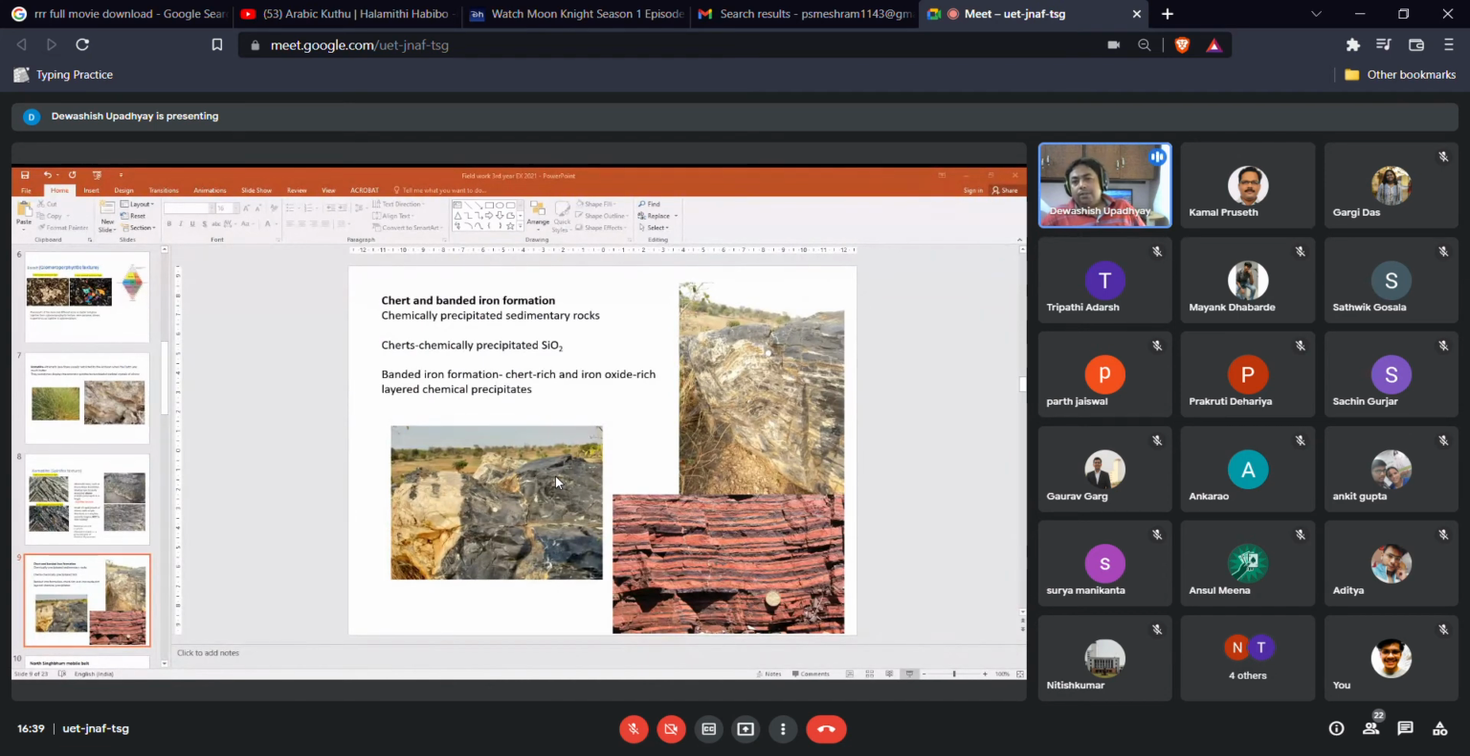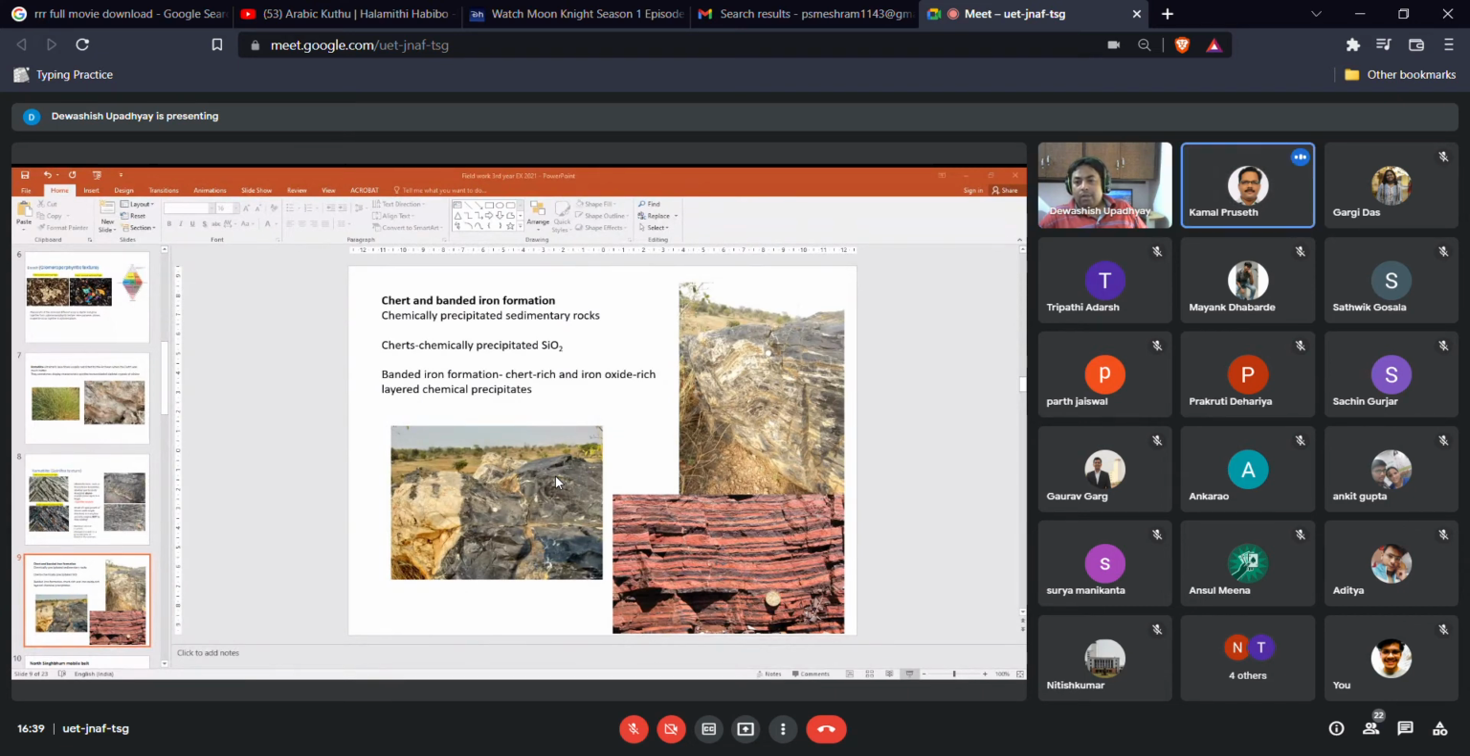These include cherts. Now, cherts are very fine cryptocrystalline SiO2, chemically precipitated from the ocean water. And quite often, these chert layers are interbanded or interlayered with layers rich in iron oxide. If you look at this image, the cherts are shown, some of the cherts, these two images, the top one and the left one. These are images of Archean cherts. They look like almost volcanic glasses.